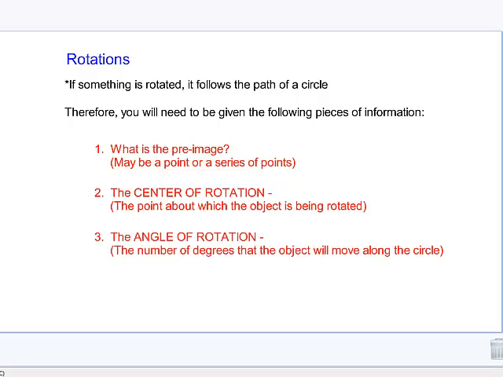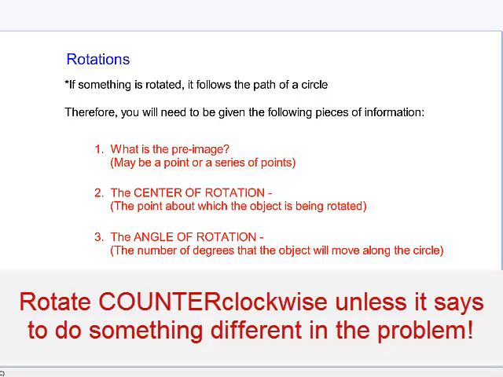And you'll need to know what the angle of rotation is. That's the number, usually that's measured in degrees. So that's how far the object moves in that circular path. And that's why we'll need the protractor. We'll look at an example where we see how all these things come into play. And then we'll kind of come back and revisit them.